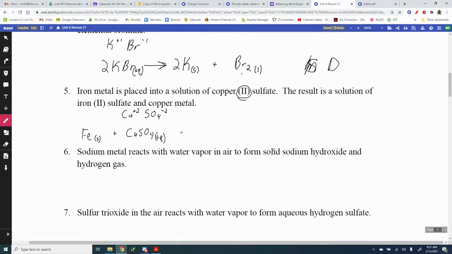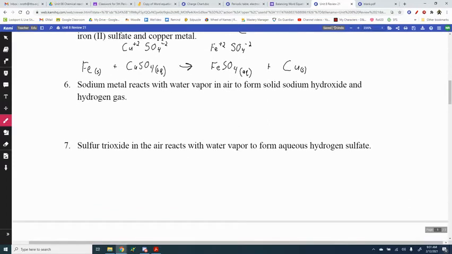The result means we do our arrow. A solution of iron 2 sulfate. So iron +2 because of the Roman numeral. Sulfate, again, is -2. So that's just going to balance out. So it's going to be FeSO4. That is in solution. So that's aqueous plus copper metal, which is Cu. And copper metal is a solid.